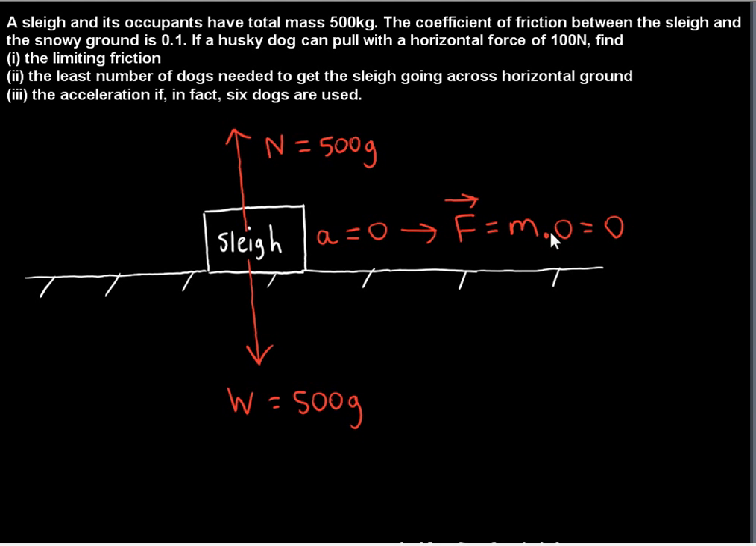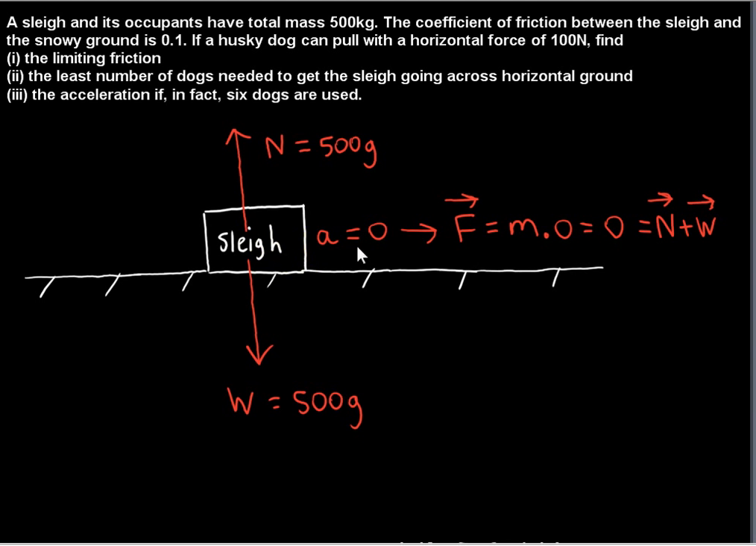So the resultant force F is the vector sum of these two forces. So I'll just write down this vector equation. So we have vector N plus vector W is 0. So the sum of these two vectors is 0. And that's always the case, even as the sleigh is moving horizontally.